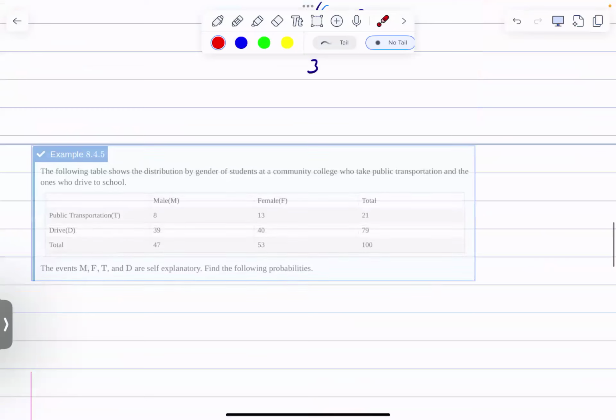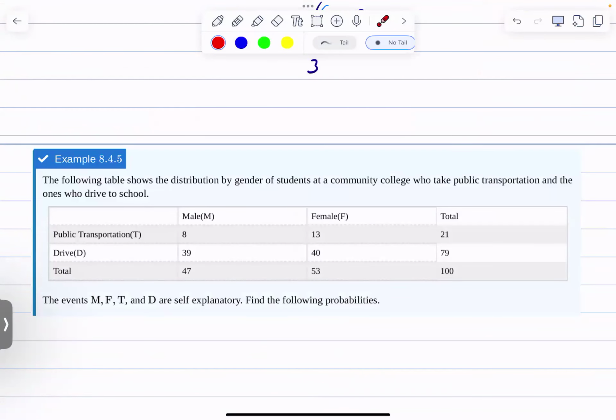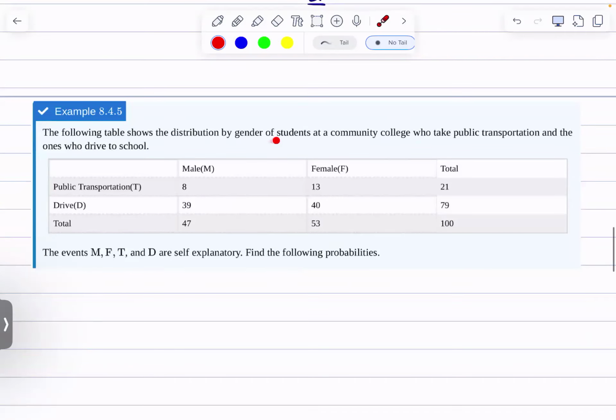So sometimes it depends on the information that you've been given. And sometimes I'll give you a table of information like this. This is called a contingency table. And that doesn't matter. It's just a table of counts. Okay. And so the following table shows the distribution by gender of students at a community college who take public transport and the ones who drive to school.